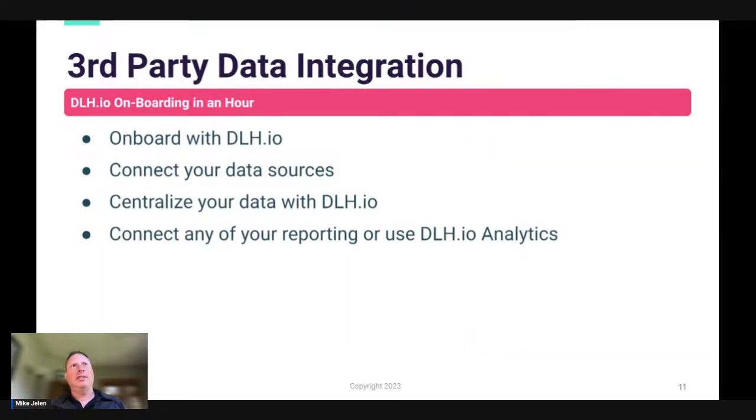So we'd love to have you get started with datalakehouse.io in a very, very short period of time, measured in an hour or so. Get you connected to your data sources, start centralizing your data, and then connect any of your reporting or use Data Lakehouse in order to get those analytic insights.